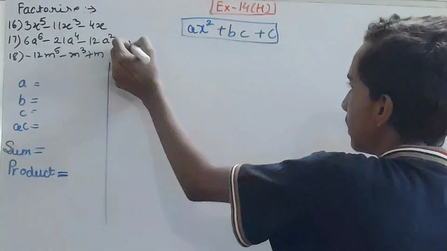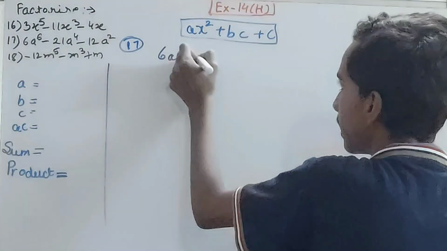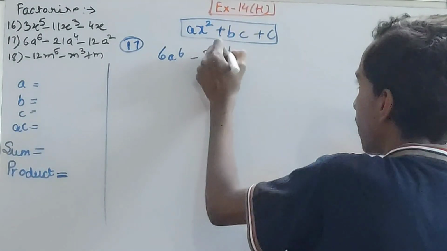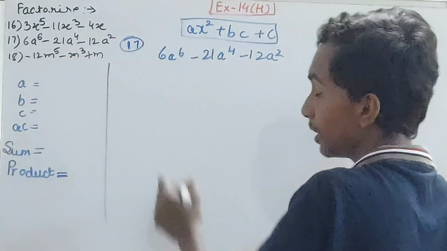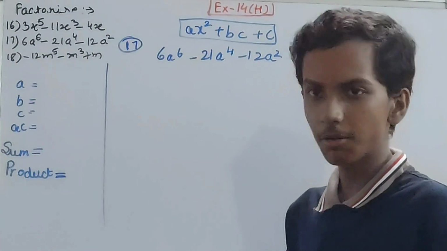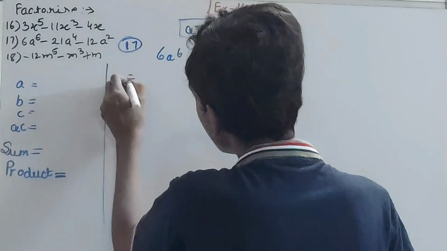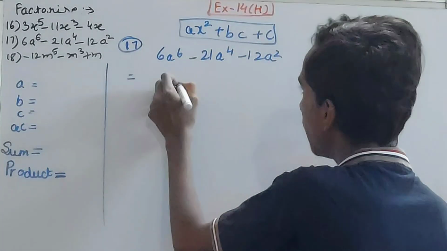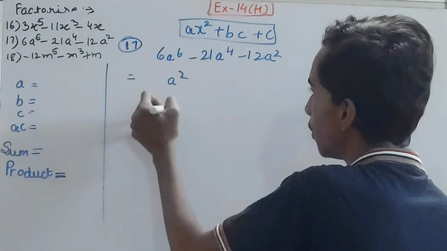This is the 17th question. You have 6a to power 6 minus 21a to power 4 minus 12a square. Again it is not in the standard form, so we will be taking common factors out. Okay, so what will this be? Let's see. First of all, a6, a4, a2, so you will choose a to power 2, a square.